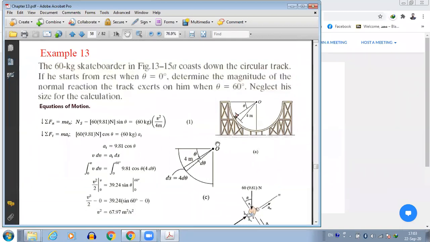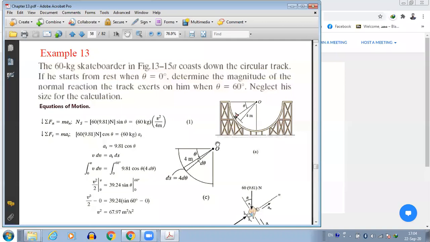Example 13. Okay, the 60 kg skateboarder in figure 13-15A coasts down the circular track. If he starts from rest when theta is 0, determine the magnitude of the normal reaction the track exerts on him when theta is 60 degrees. Neglect his size for the calculation.